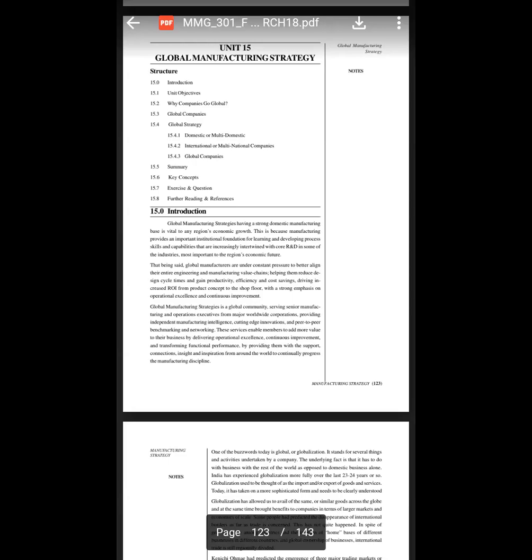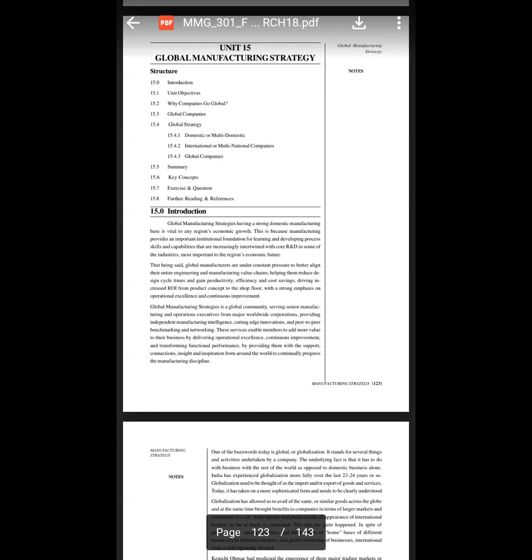So today we are going to see the 15th unit, global manufacturing strategy. Over here, we need to first understand the meaning of globalization. What do you mean by globalization? First of all, see, from the year 1991.